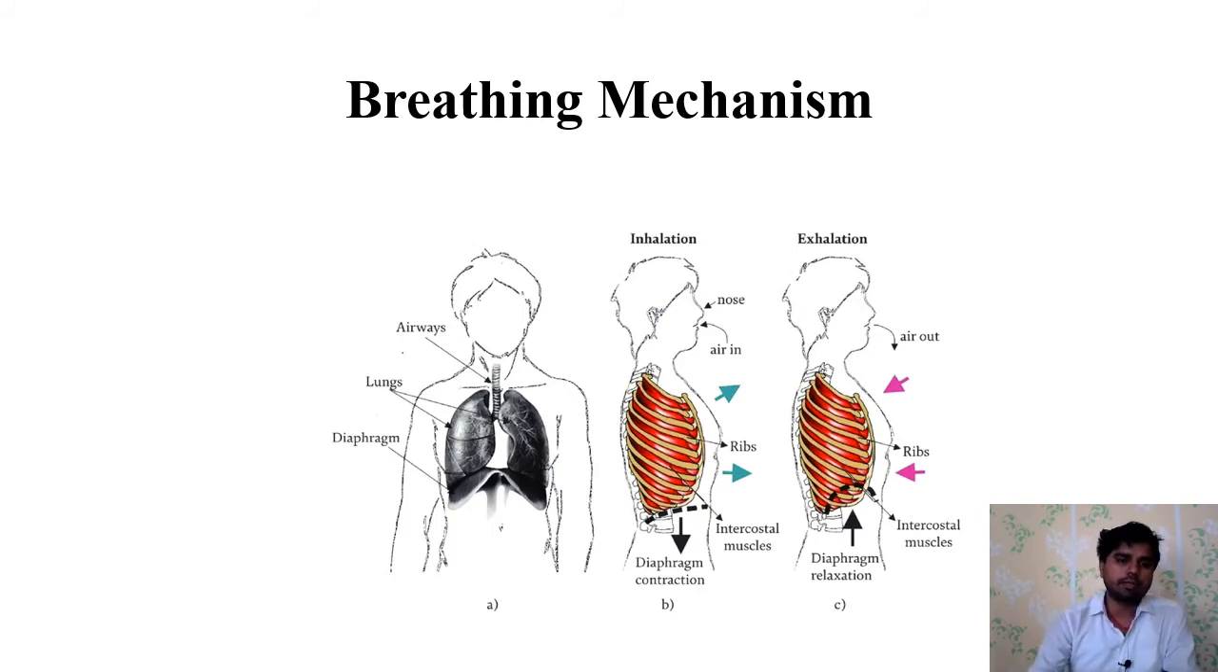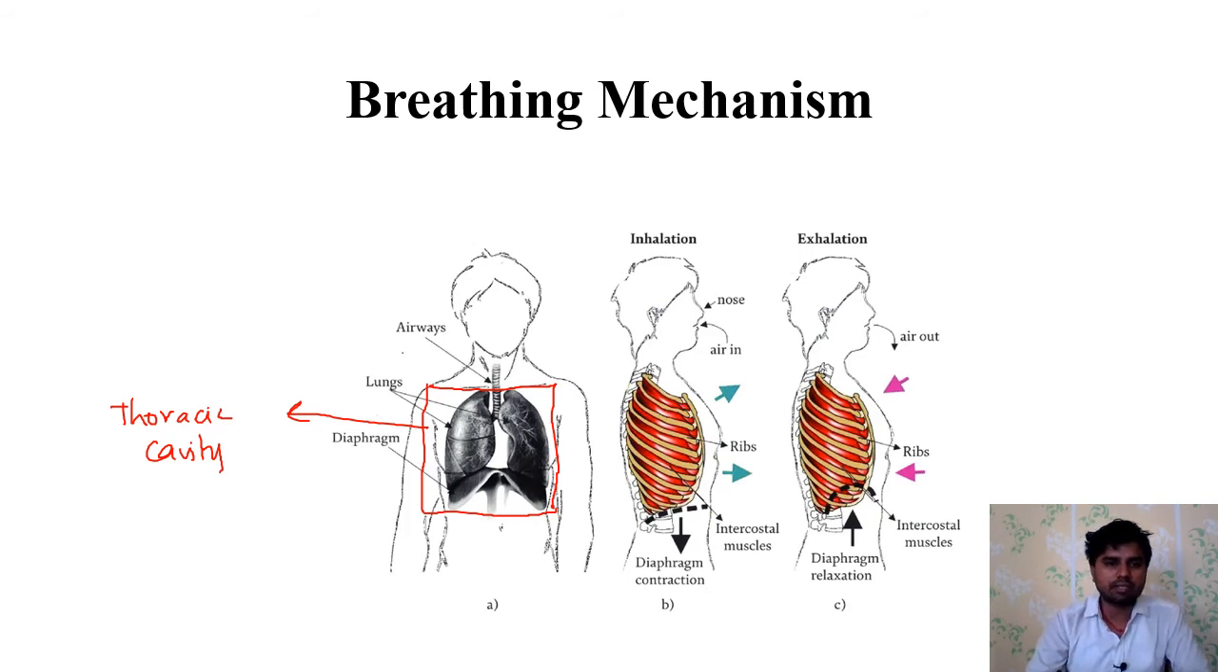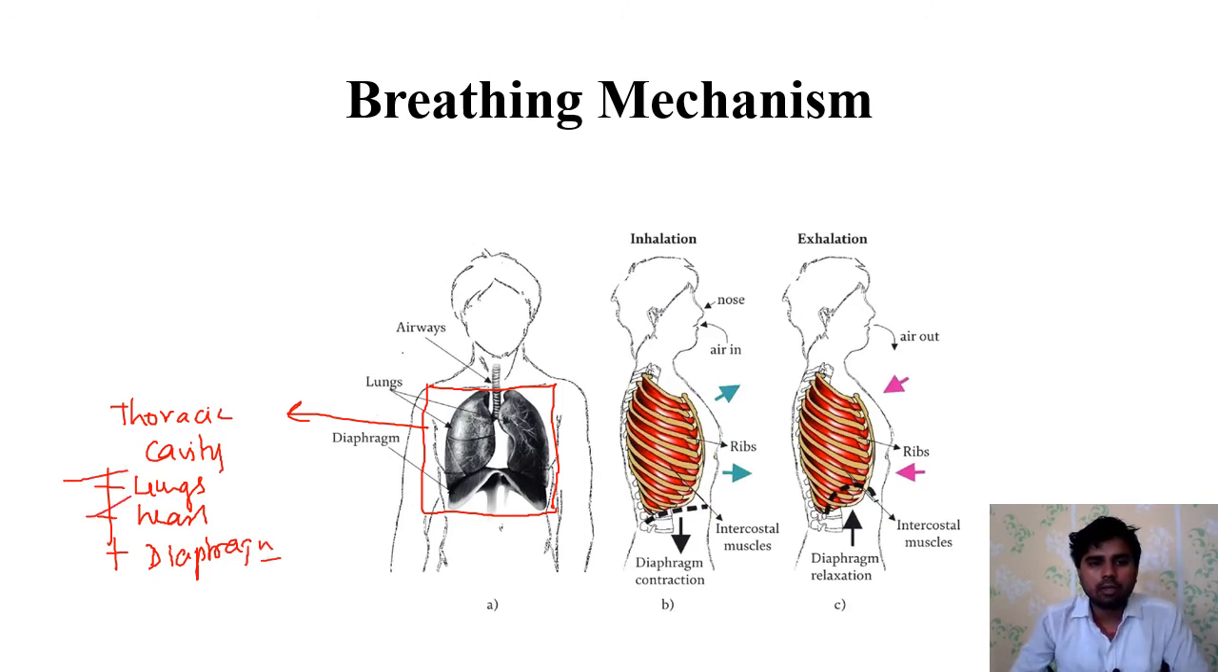So students, see here, this complete part is known as the thoracic cavity. Thoracic cavity. Okay, and this thoracic cavity consists of lungs, heart and diaphragm. The major organs over here are lungs, heart and diaphragm. Okay, so now we are going to see the mechanism of breathing.